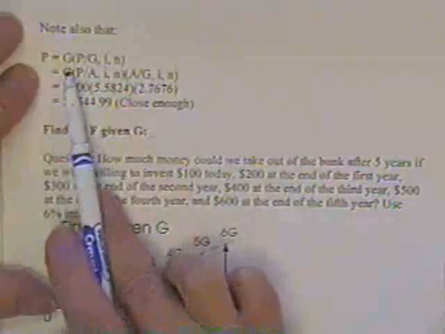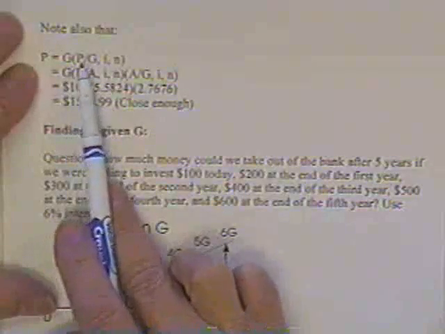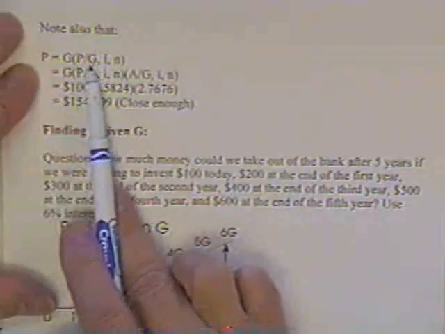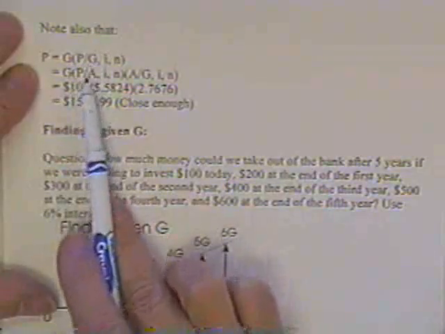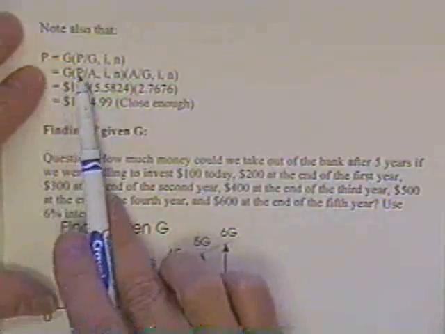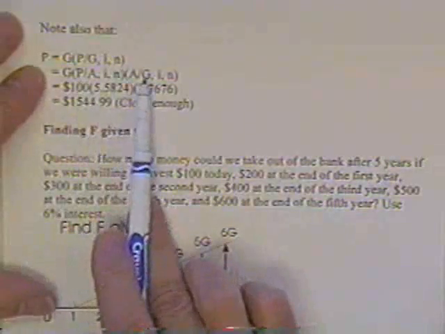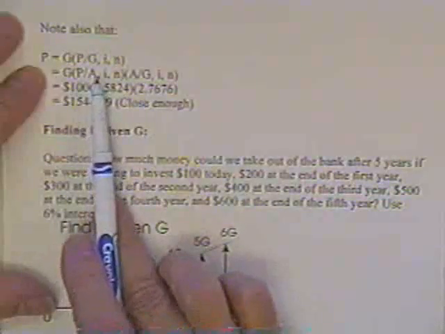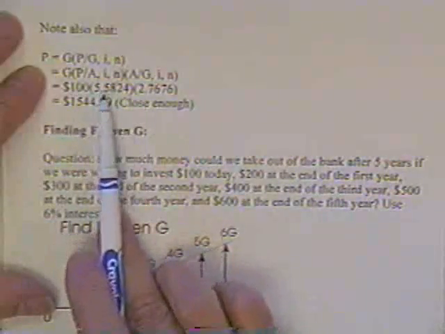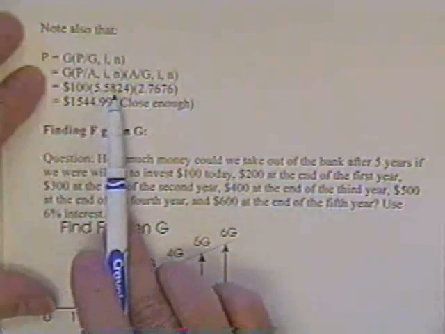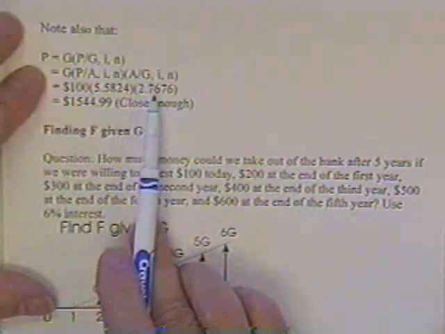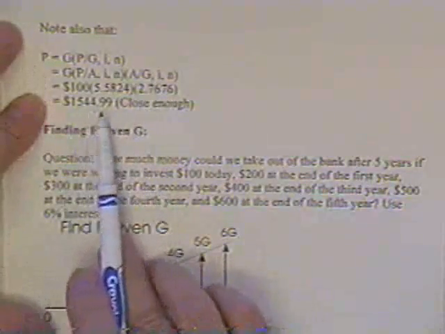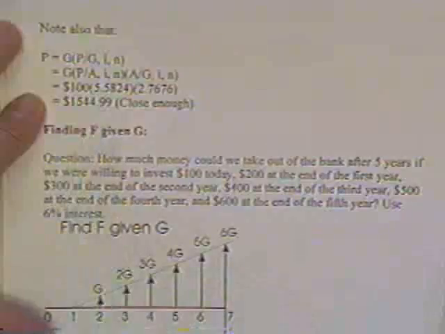Okay. Note also that if you want P, and if the tables didn't have P over G, yours do. We just proved that. We just found it. But you could instead multiply G times P over A times A over G. If you go check these factors in the book, you'll find the P over A factor for 6% 7 years is 5.5824. You'll find that the A over G factor is 2.7676, which get together and still give you $1,544.